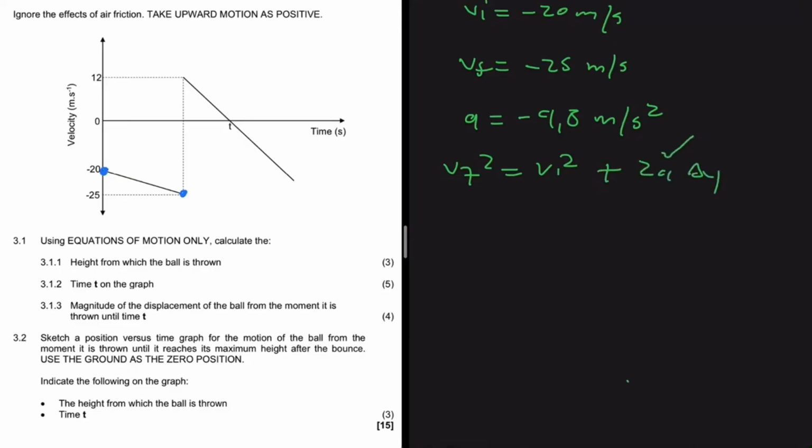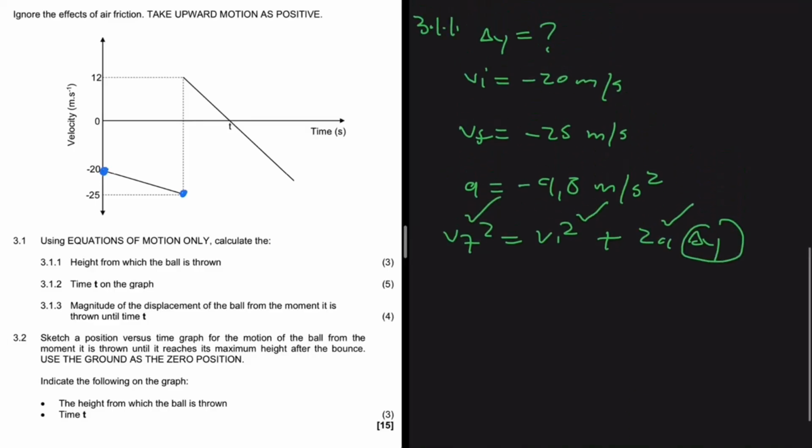We have the acceleration, we have VI, we have VF. We're looking for delta y, right? So what is VF? VF is minus 25, right? That's the velocity at which our object strikes the ground. And then VI is minus 20, the velocity at which it is thrown off the building, right? Plus 2 multiplied by A. A is our gravitational acceleration, minus 9.8, right? And then we're looking for delta y.